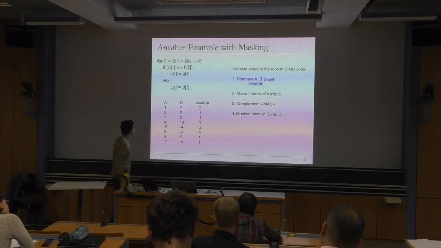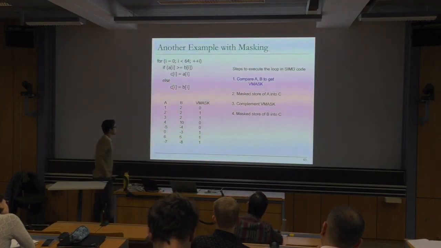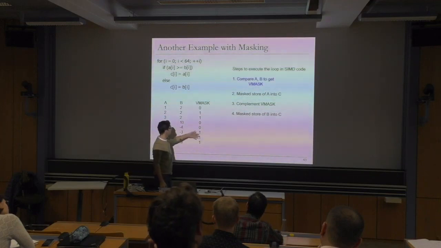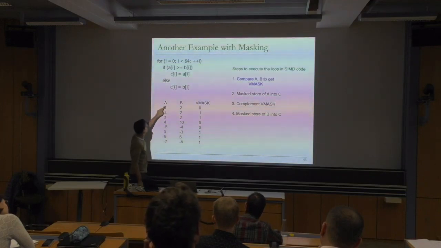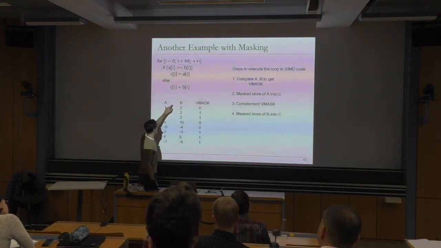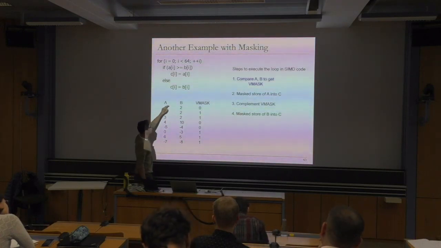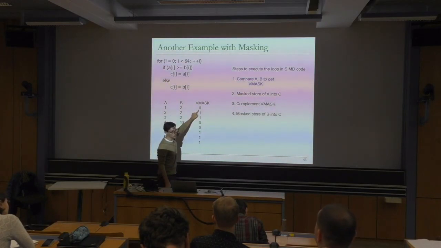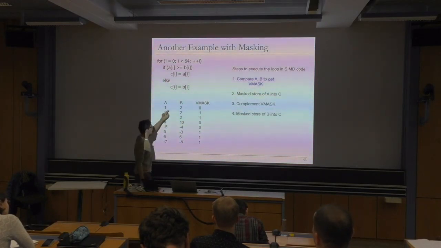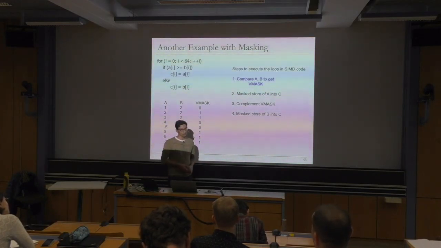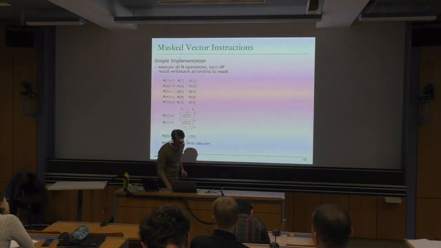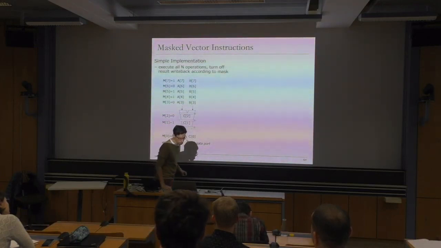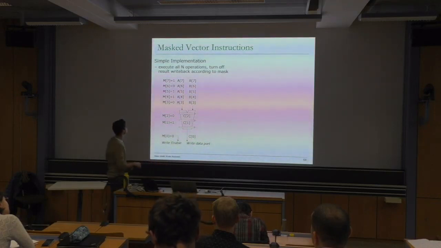So here you have the example, the original value, and the first value of the vector mask. If we compare A to B, A0 is not greater or equal than B0, so that's why this is 0. These two are equal, that's why this is 1. Okay, and now just to finish with these mask vector instructions.